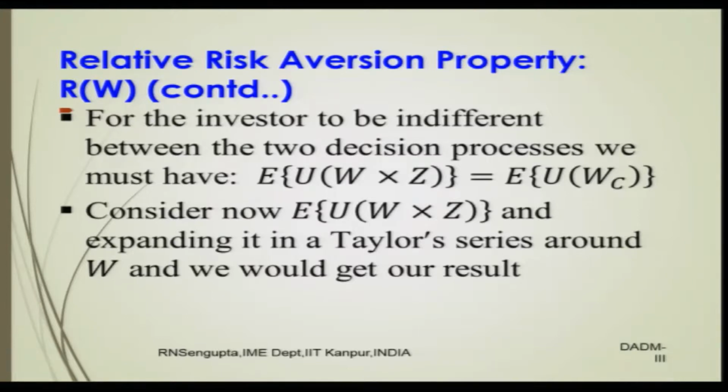Now, relative risk aversion property. For the investor to be indifferent between the two decisions, we must have the utility, which I am trying to find out using W and Z. Remember, we are trying to find out in the relative sense, and the utility we are trying to find out is for WZ, which is my actual investment. On the left hand side there is a certainty and an uncertainty factor. So, again use the Taylor series expansion and you can get the values. Now, let me come to one important point.